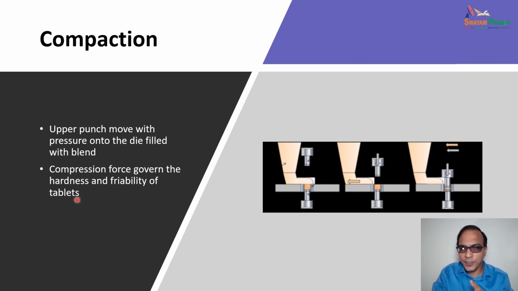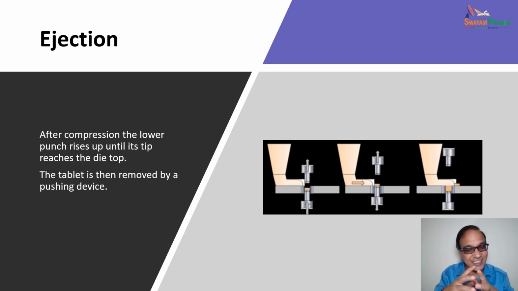Then compression force governs the hardness and friability of the tablet. This compression force is given. This upper punch gives the pressure onto the die fill, and in between the upper punch and lower punch, the tablet is compressed. So this is the third stage. Now move to the next stage, the ejection part.